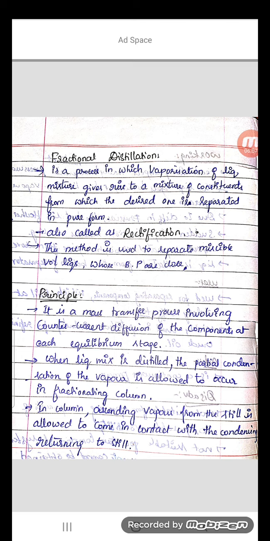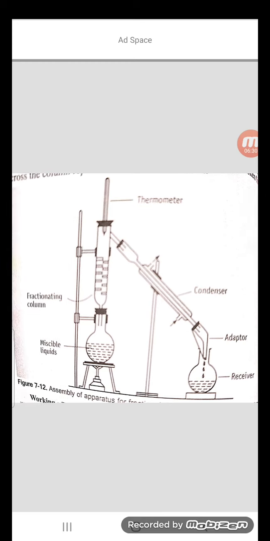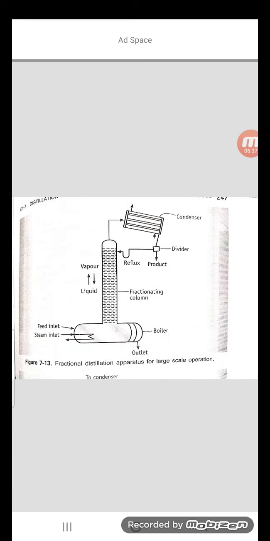As I said, in flash distillation the disadvantage is you cannot separate mixtures which have close boiling points. So here the advantage is that liquid mixtures which have nearly the same, almost the same boiling points can be separated easily. You can see here in the diagram, a fractionating column is there above the round bottom flask, on the other side of the condenser. You can see in detail here how it is going to work, that is given here.